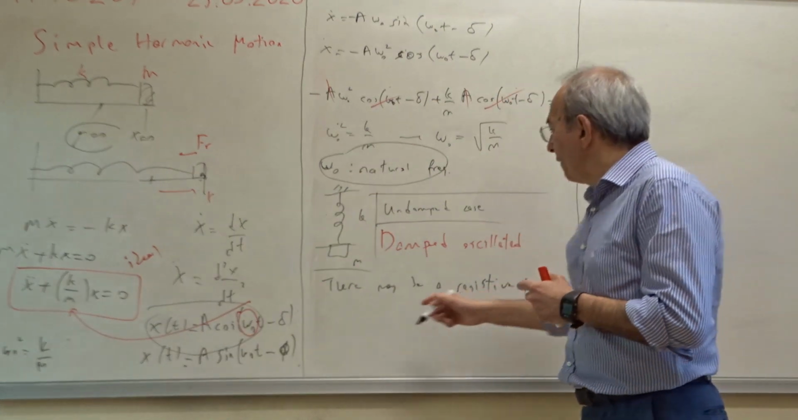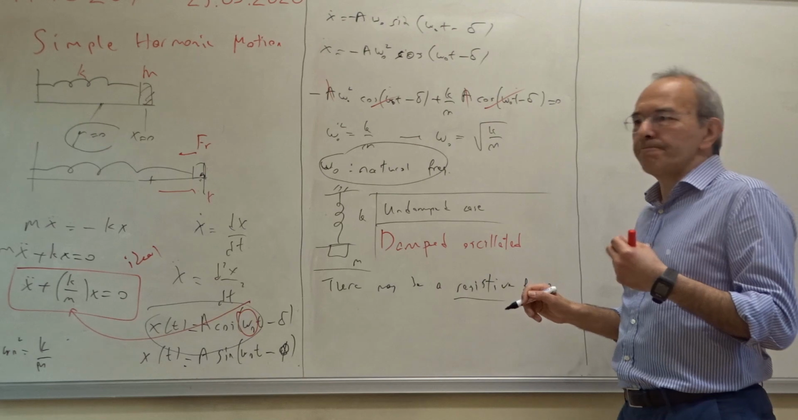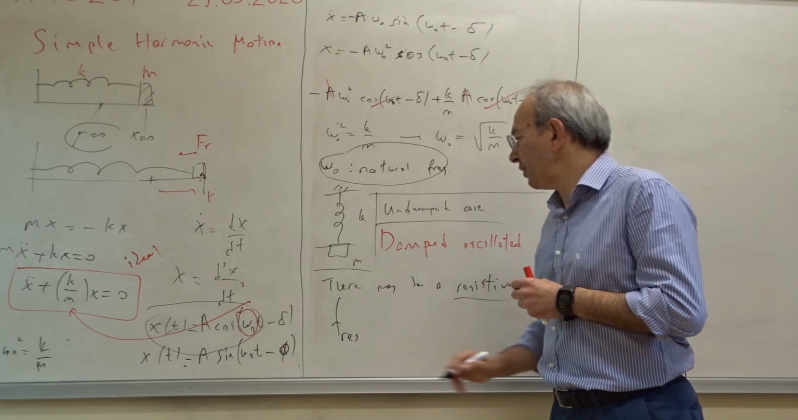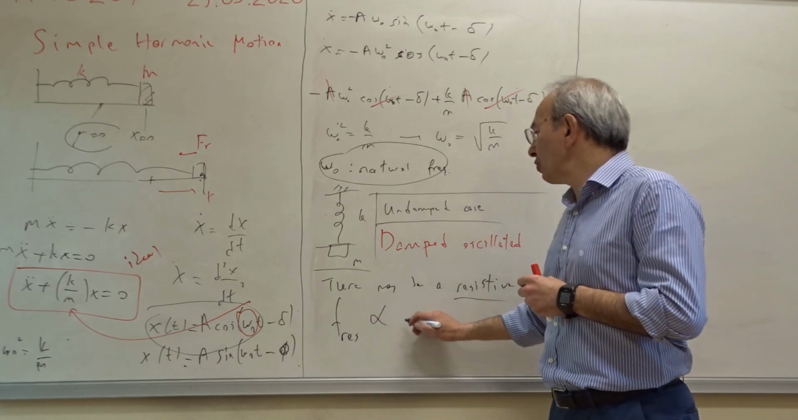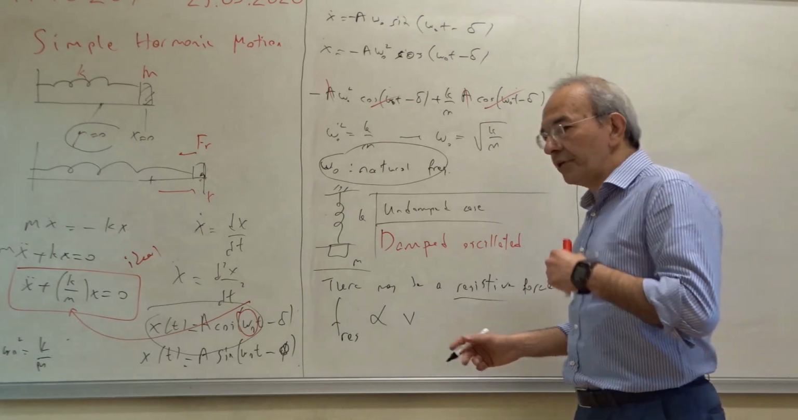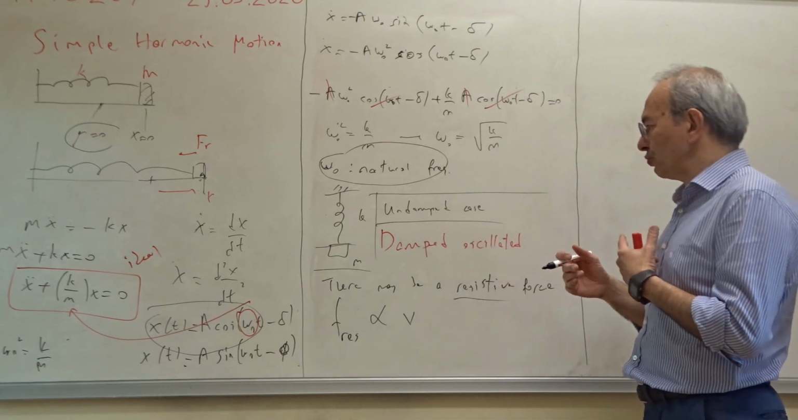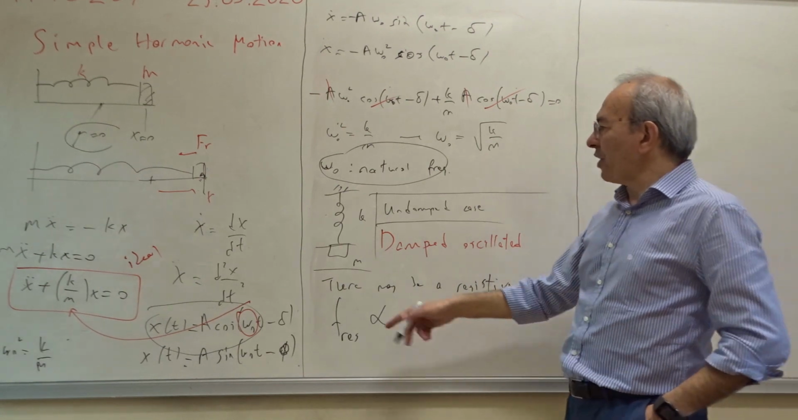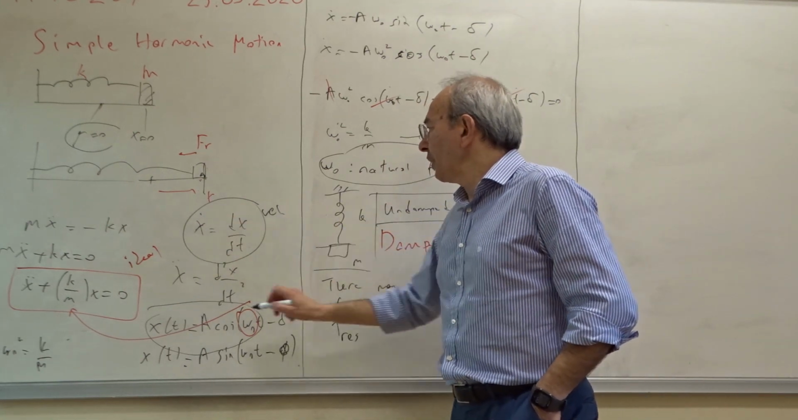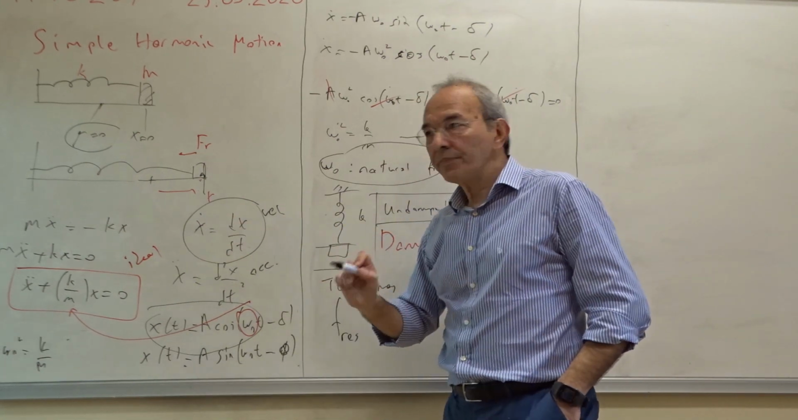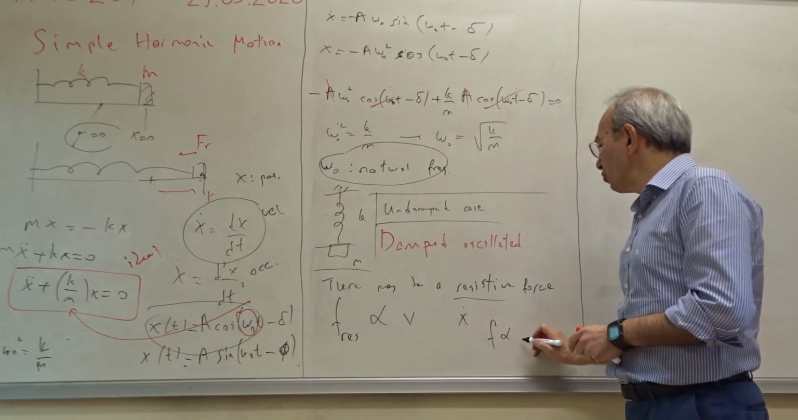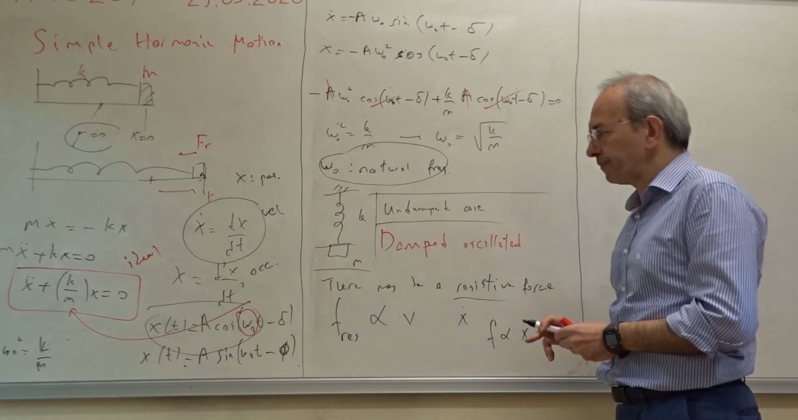However, resistive here means that the resistive force, let me call it F-res, is proportional to the velocity, how fast the object is moving. The greater the velocity, the greater will be the resistive force. But velocity, we don't write as v in this analysis, we write it as x dot, remember. X dot is velocity, x double dot is acceleration, x is position. So F is proportional to x dot.